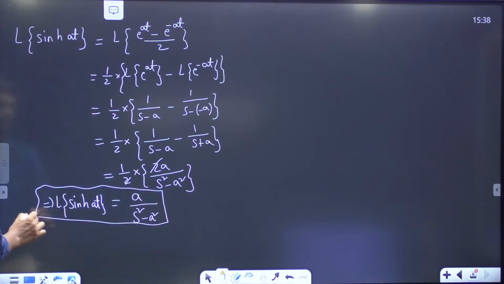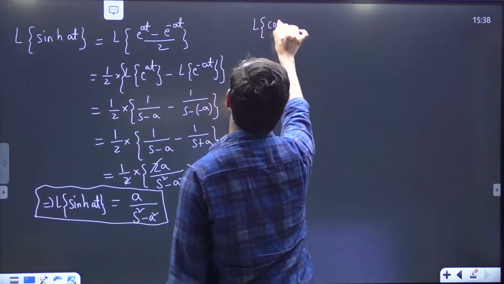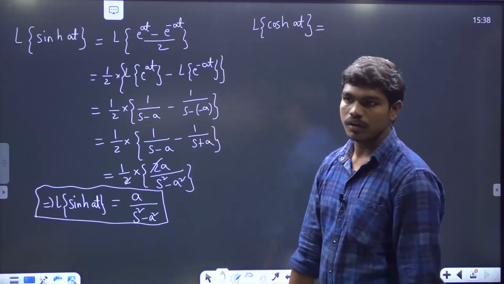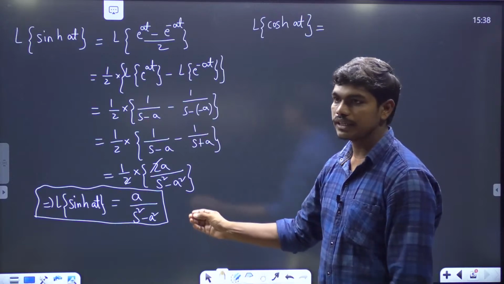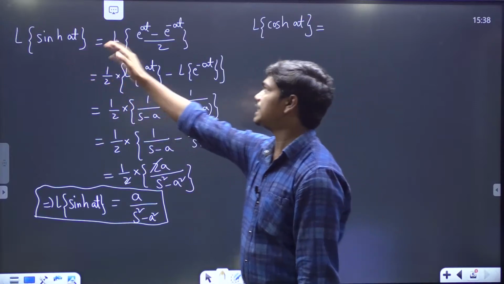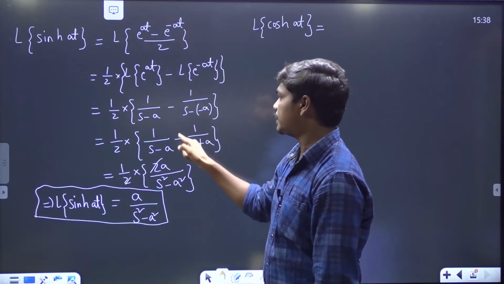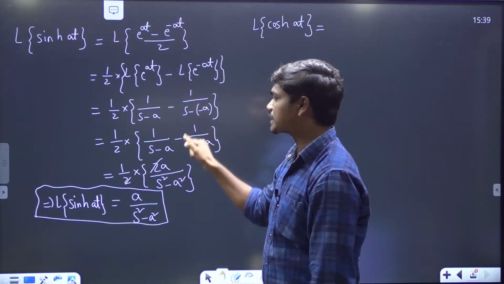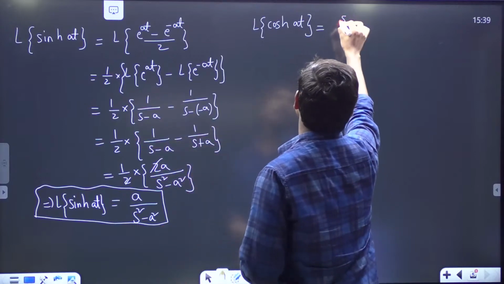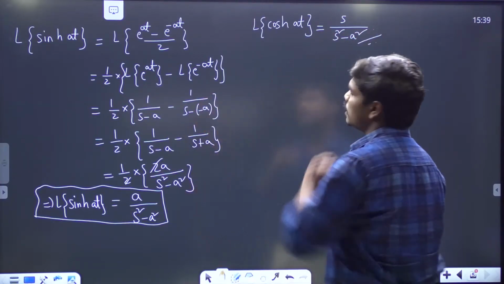Okay, so this is what we have. Similarly, if you calculate for cosh at, can you tell me what you will get? See, it's a very easy thing to tell. Correct? s by s square minus a square, because for cosh at everything remains the same, but instead of minus, there comes a plus here. So when you take LCM, the a gets cancelled instead of s getting cancelled, and s will be left over in the numerator. So s by s square minus a square. This is what we have for Laplace of sinh at and cosh at.